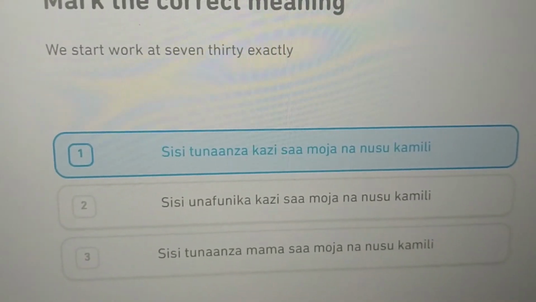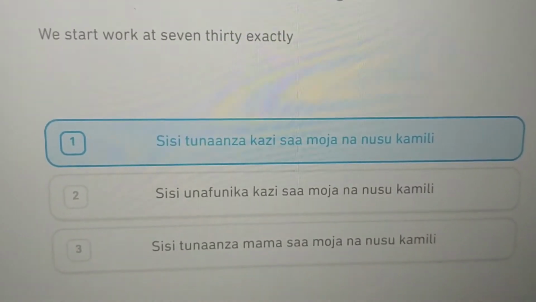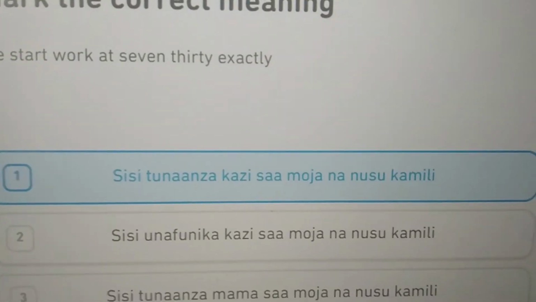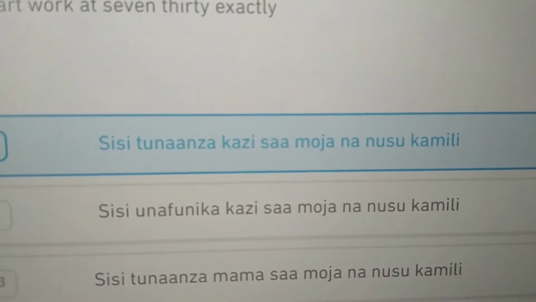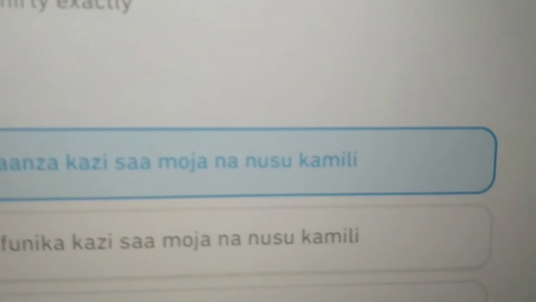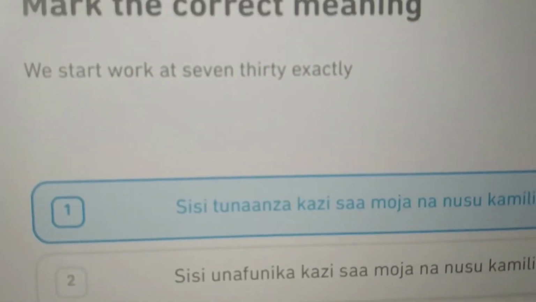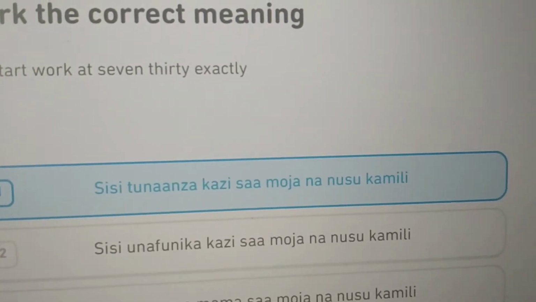What I think I'll always find really difficult with Swahili is the times, because here we start work at 7:30, but the right answer I'm sure is sisi tunaanza kazi saa moja na nusu. Moja means one, na nusu means and a half, so half one, and that's 7:30. And I think you need to either minus.